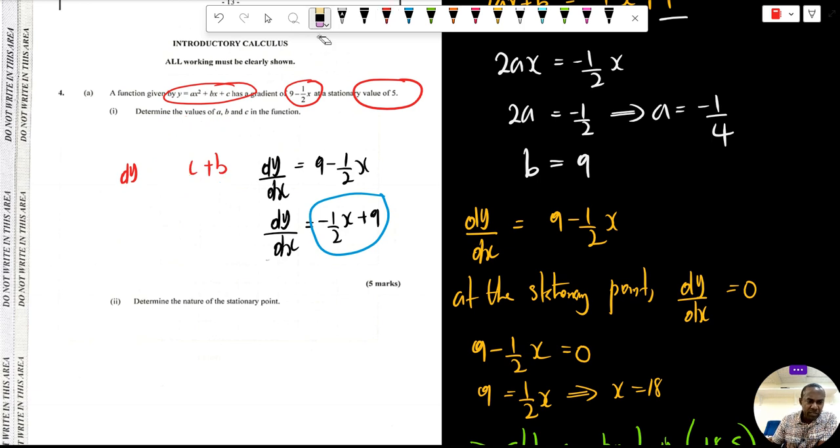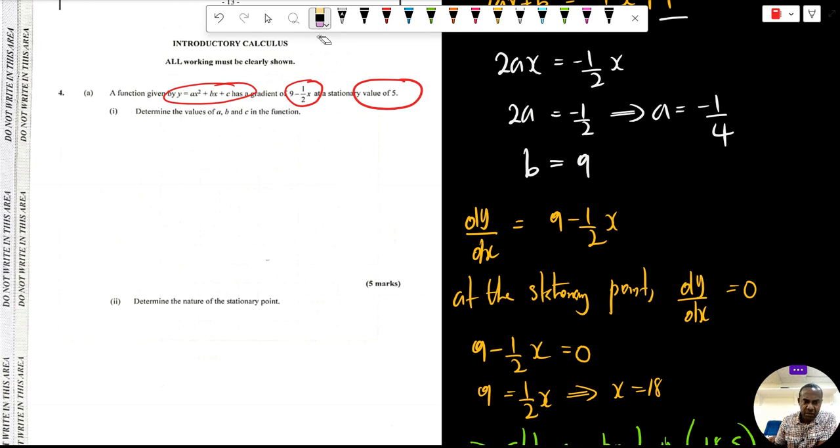So we have y is equal to ax squared plus bx plus c, but we've already found the value of a and we've already found the value of b. So what this therefore means is that y equals, so a was equal to what? a is equal to minus a quarter, so y is equal to minus a quarter x squared plus 9x plus c.